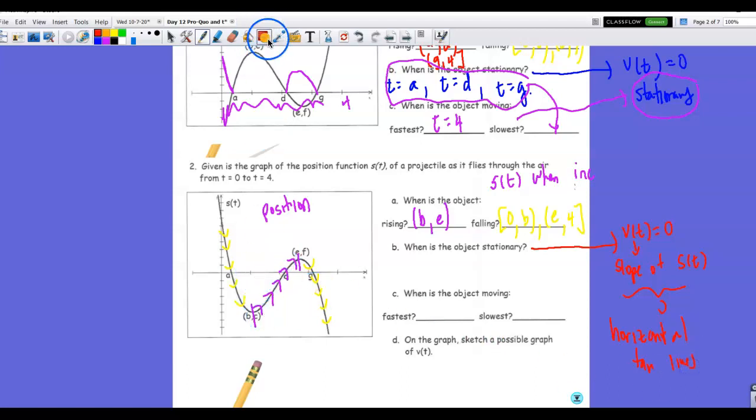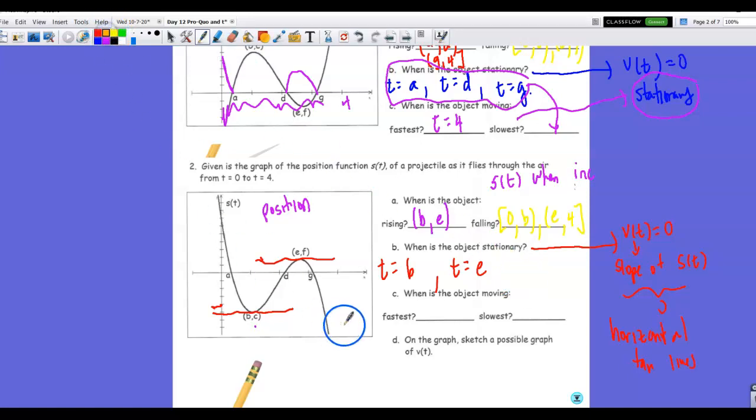I'm going to erase what I had here to just clean up my screen a little bit. There you go, eraser. So I can see that there is a horizontal tangent line at x equal to b, horizontal tangent line, horizontal tangent line. So at these places, the velocity is 0. So I'm going to say the object is stationary at t equal to b, t equal to e. Object is stationary because the velocity is 0. I see those horizontal tangent lines.